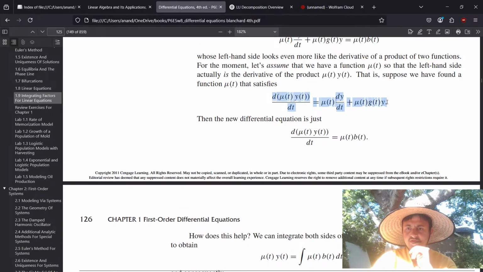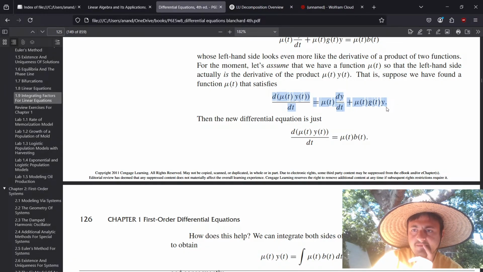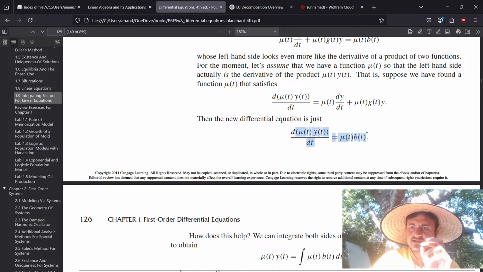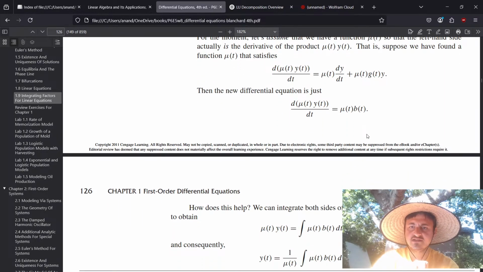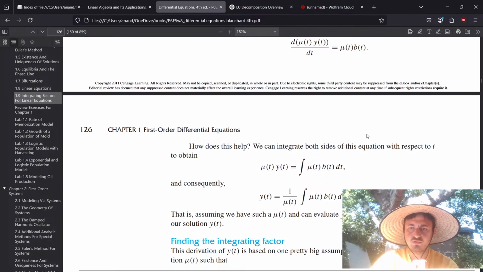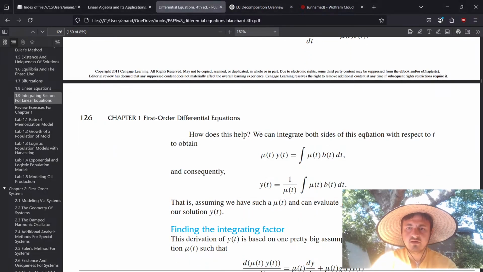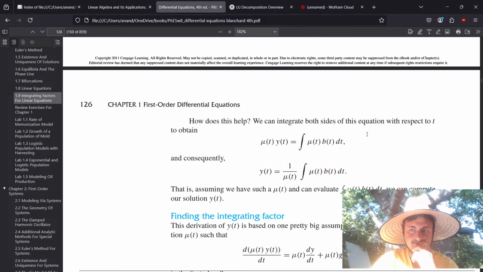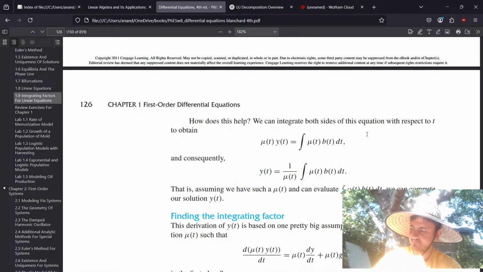So if we have that, then we can just rewrite that whole left-hand side as the derivative. And then the important part from there is, now that we have d/dt of uy equal to ub, we integrate both sides, dt.